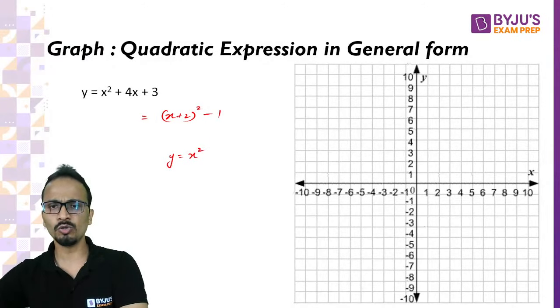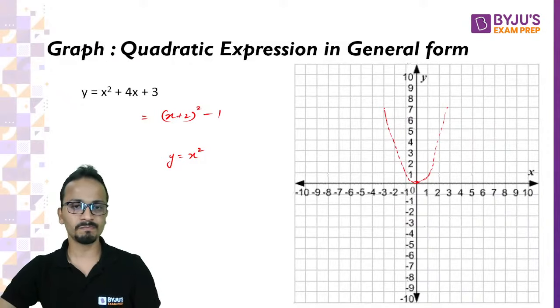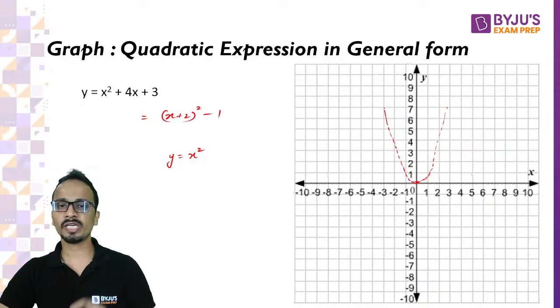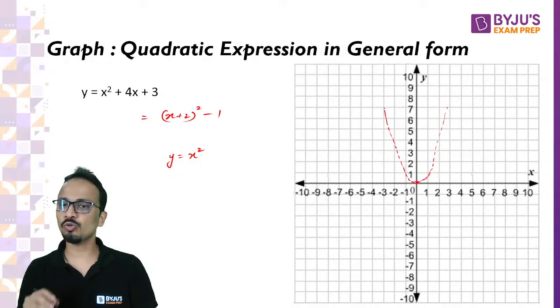All of us already know what is the graph of y equal to x square. I'll draw it with a dotted line. This will be a rough sketch of y equal to x square, which will be passing through origin. Please pardon my sketching. So y equal to x square will be an upward opening parabola passing through origin.